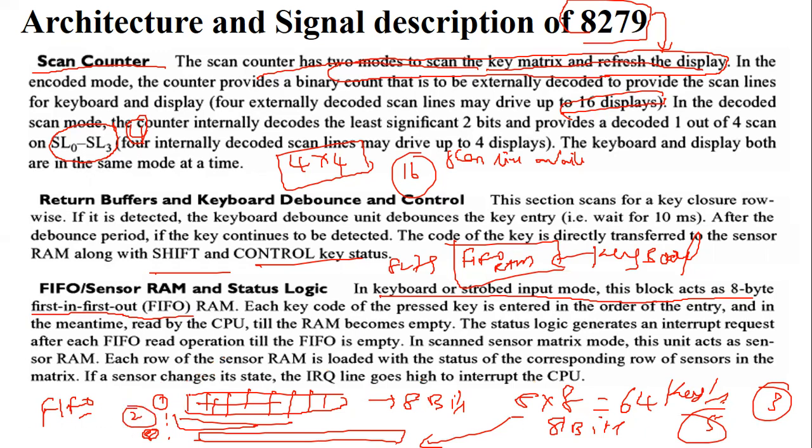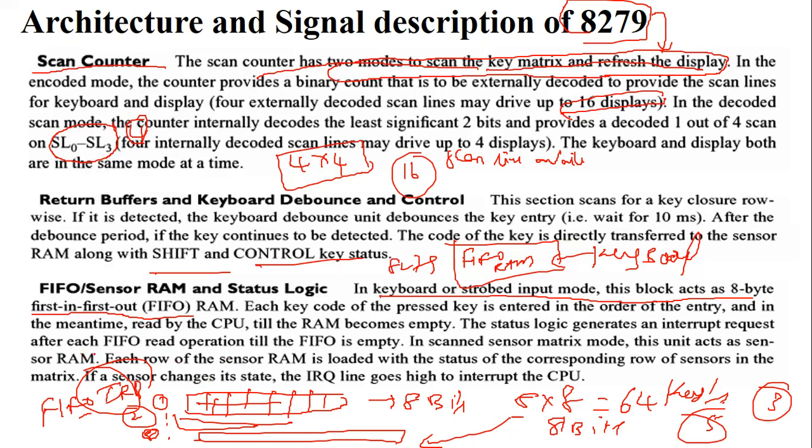Each and every time a key is pressed, it sends an interrupt request to the microprocessor. That is the meaning of key information. Based on that, the microprocessor reads the key data.